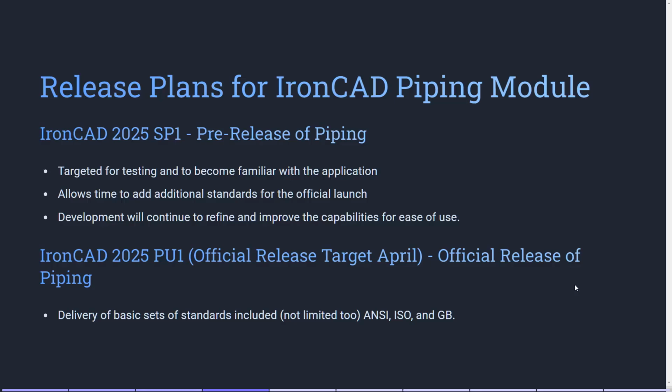Our IronCAD 2025 release is officially targeted for the April timeframe, and that will include all the components that you see here, all of our improvements, and some more components to the standards, which is also not limited to only ANSI, ISO, and GB. We may add other standards to the release for the PU1 release. Then as we continue to develop going forward, for our 26th release, we'll add more components and continue to grow this piping module.